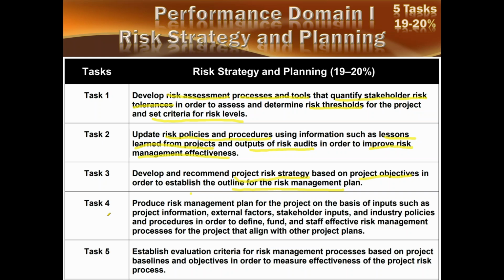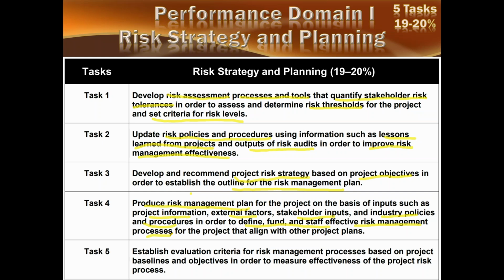Then we have task number 4, produce risk management plan. Previously, you were trying to develop an outline of the risk management plan. Now you have to produce the risk management plan. You have to create the risk management plan for the project on the basis of the inputs. And what are those inputs? Just underline them. Project information, external factors, stakeholder inputs, industry policies and procedures. And why are you doing all this? In order to define, fund and staff effective risk management processes for the project that align with the other project plans.